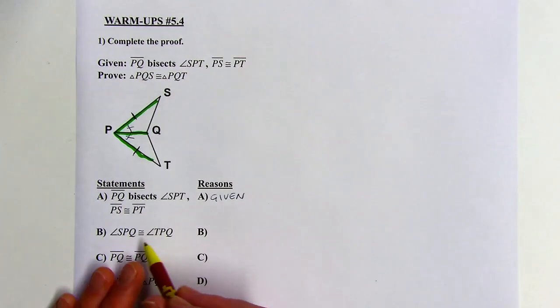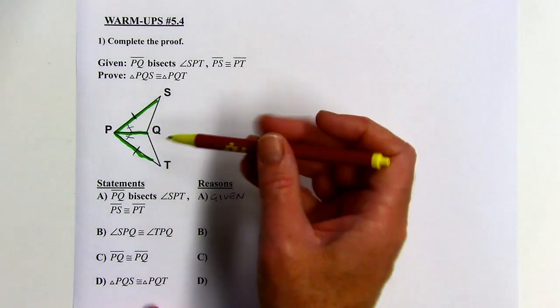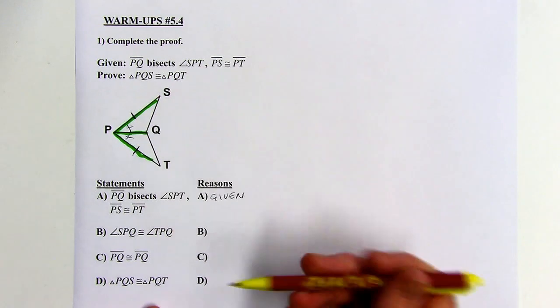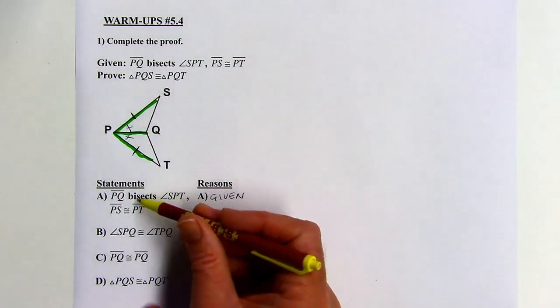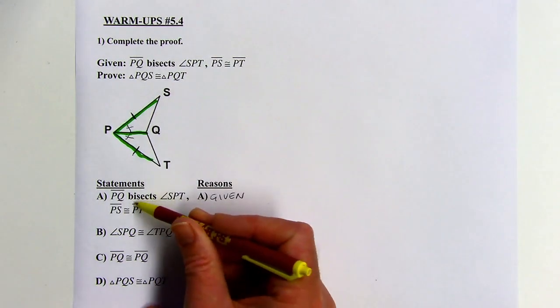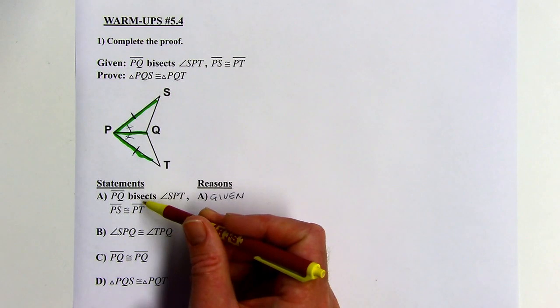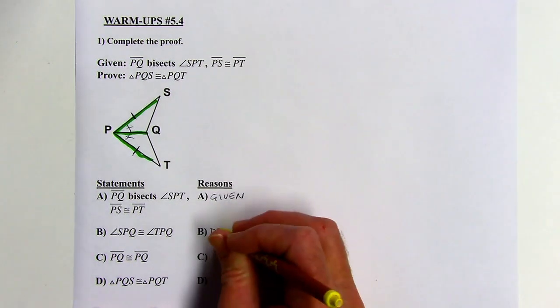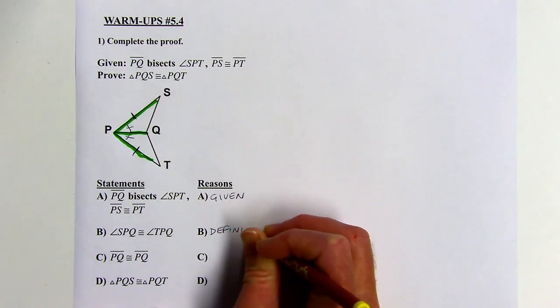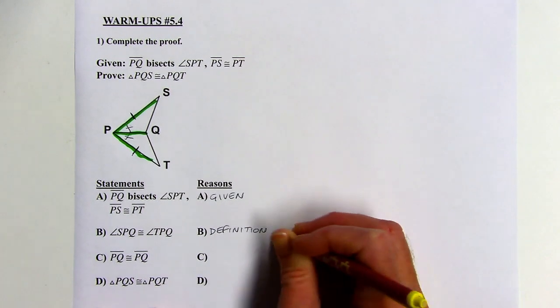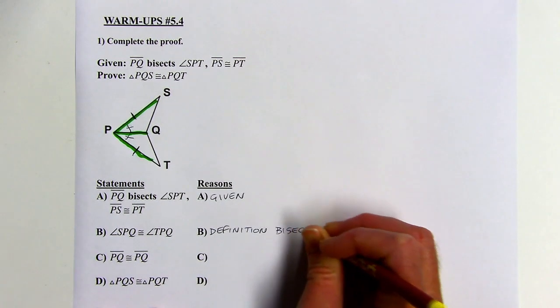And that's actually the next statement there: those two angles are congruent. So I can say that's true because I know the definition of bisect in the given info. When they say this word bisect, I know that means they cut it into congruent parts. So definition of bisect is my second reason.